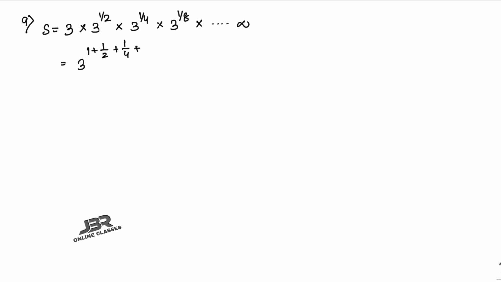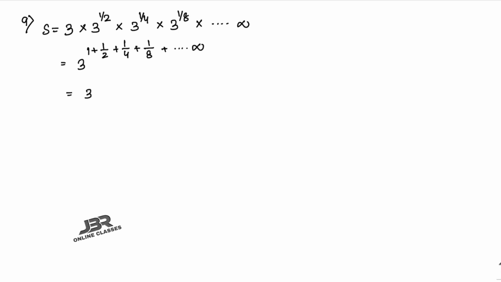So here evaluate 3 into 3^(1/2) into 3^(1/4) into 3^(1/8) into ... up to infinity. Let a be this product. You can write 3, then the powers will be added: 1 + 1/2 + 1/4 + 1/8 + ... up to infinity.